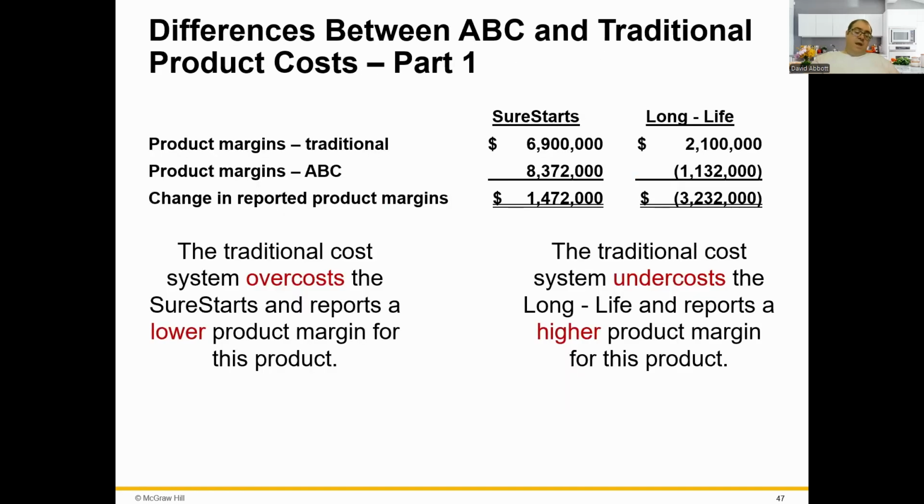And then the differences between the ABC and the traditional method. The changes in product margin caused by switching from the traditional cost system to the activity-based costing system are as shown. Notice that the traditional costing system overcosts the Sure Starts and consequently reports an artificially low product margin for this product. Conversely, the traditional costing system undercosts the Long Lives and consequently reports an artificially high product margin for this product.